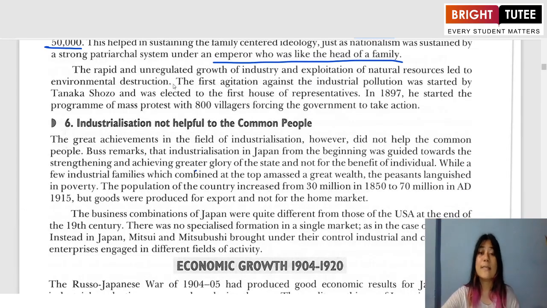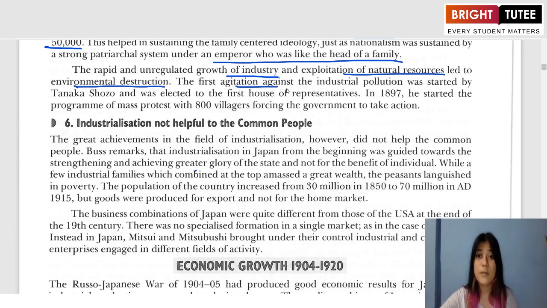Now, of course, this rapid growth and development of industry led to the exploitation of natural resources like land, forests, rivers, ocean, etc. So this led to environmental destruction over a period of time.